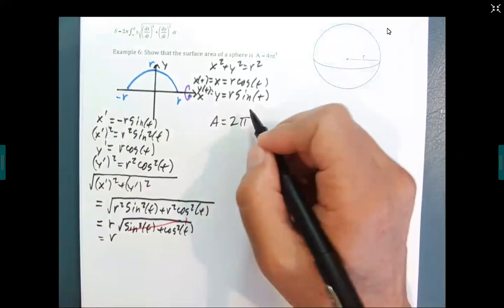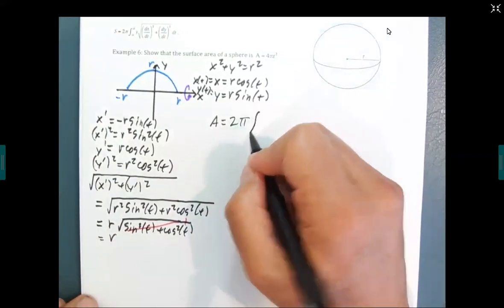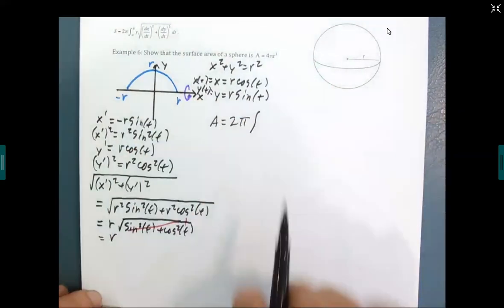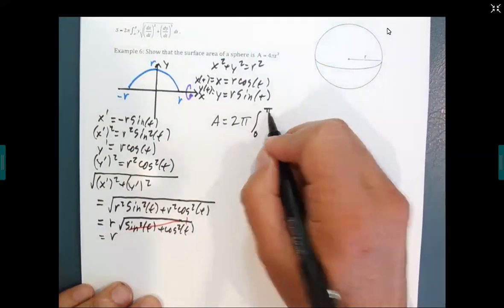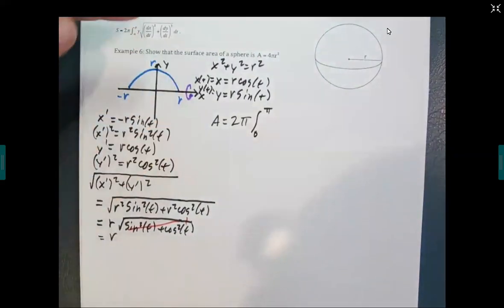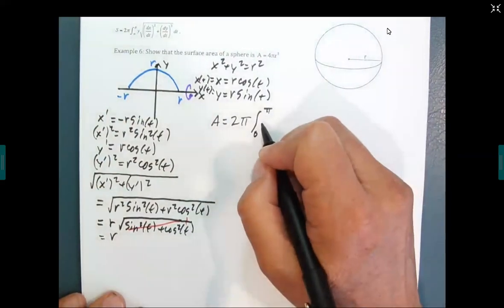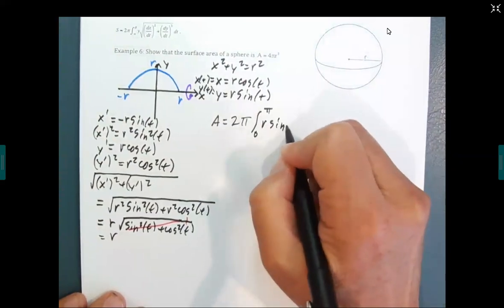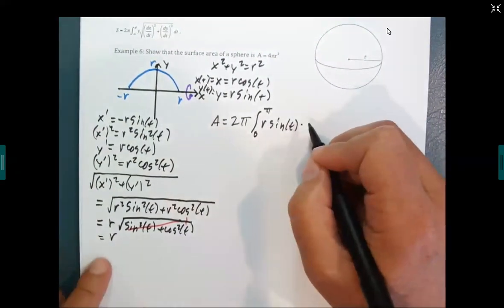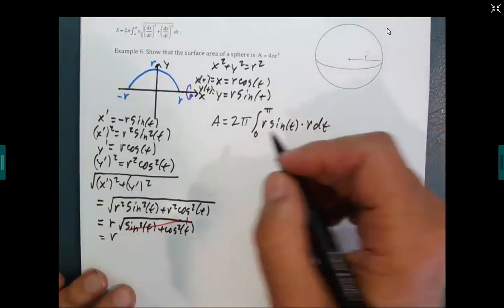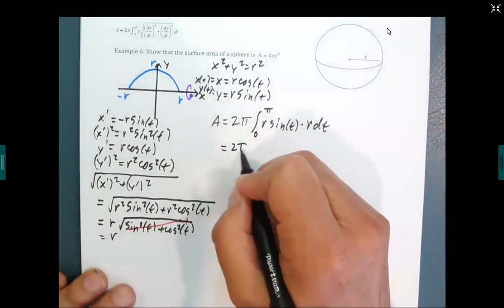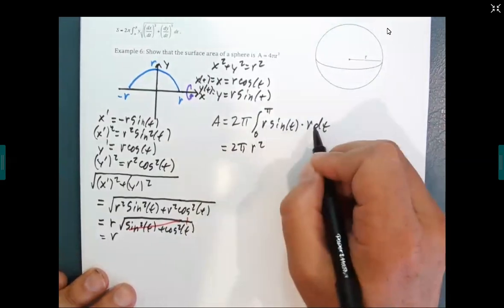So 2 pi is here. The integral, now notice my integral only goes from 0 to pi. Notice I don't need to go all the way around, because when I go around the x-axis, that'll get the entire sphere. And this is going to be y, which is r sine t, times r dt. Remember, r is a constant relative to t in this case. So I'm going to pull the r and the r out to get r squared.